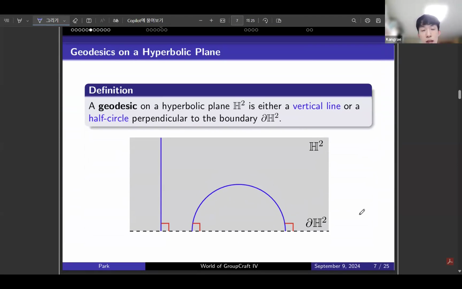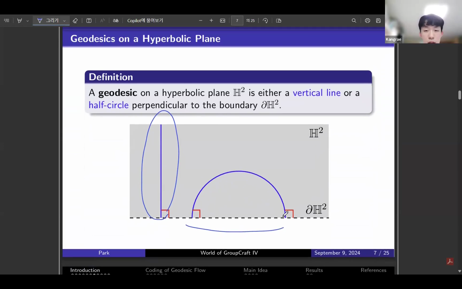You can think of a geodesic as just a length minimizing curve for now. A geodesic on this hyperbolic plane is either a vertical line, this one, or a half circle which is perpendicular to the boundary, which is the right one. The blue lines are the geodesics here, and let's move on.